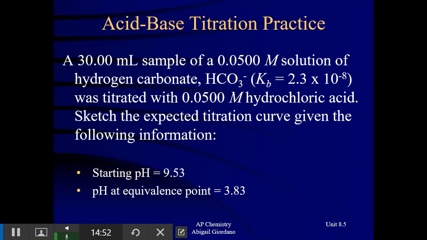Before I can even start plotting points, I need to see, well, okay, I know the pH at equivalence, but where should that be on the x-axis? Where is that going to line up? I need to solve for what volume of acid has been added at the equivalence point. Okay, so let's figure that out.